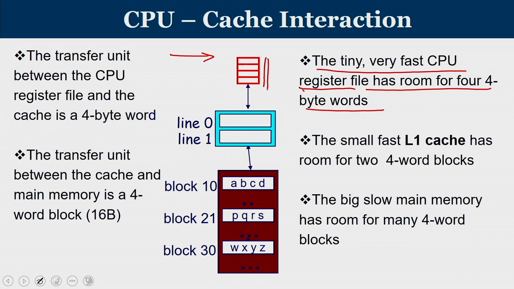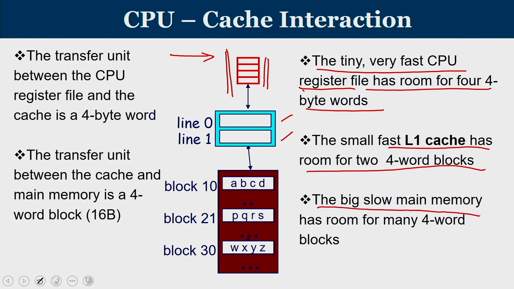Now, when you come to the L1 cache, it is relatively small when compared to main memory, but bigger than the processor registers. Assume that you have two blocks, each of which can accommodate four words. So, I have four registers, each can accommodate one word, and I have two cache blocks, each can accommodate four words. And then I go to main memory.